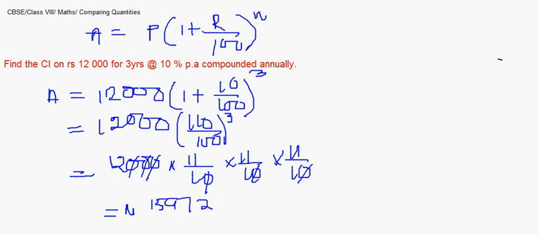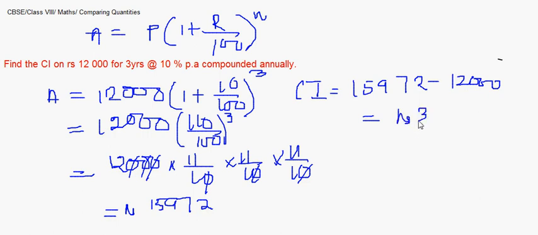We'll have to calculate the interest. So it is I, or compound interest, is equal to 15,972 - 12,000, and that's giving me ₹3,972. This is the simplest of it when it is given to be calculated annually, right?